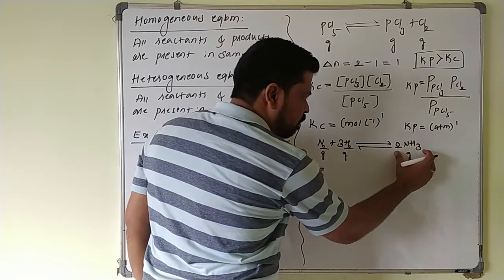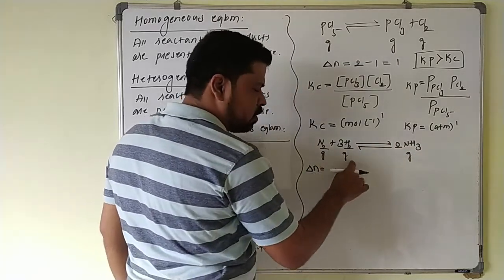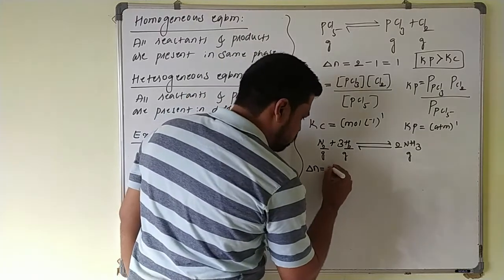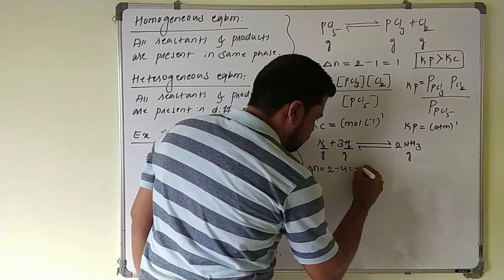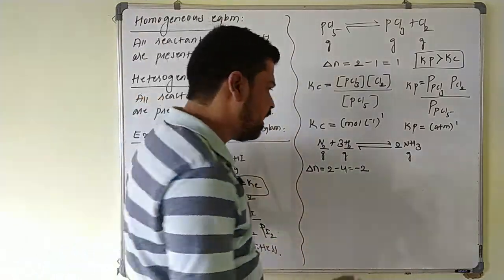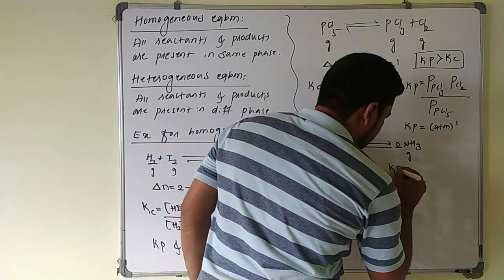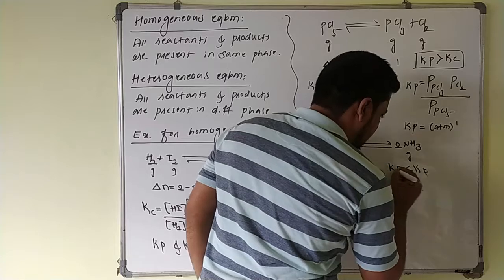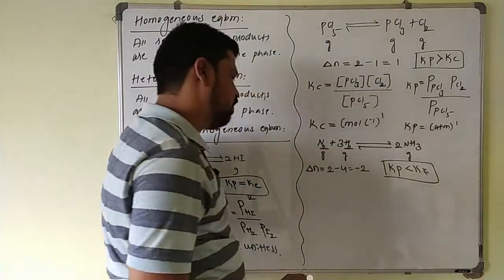Delta n is the number of moles of gaseous product minus the number of moles of gaseous reactant. How many moles of product here? 2 moles. Number of moles of reactant is how much? 1 mole plus 3 moles, total 4 moles here. So 2 minus 4 equals minus 2. If the delta n value is less than 0, then Kp will be less than Kc. Kp is less than Kc in this equation.